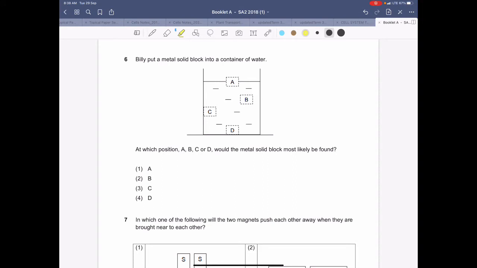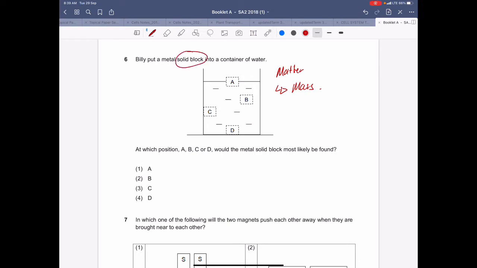Next question. Billy put a metal solid block into a container of water. Which position A, B, C, D would the metal solid mass be most likely to be found? Very straightforward. They are testing you on what? Mass here. Which one has a greater mass? In this case, we know that it's a solid metal block. It definitely has a bigger mass.